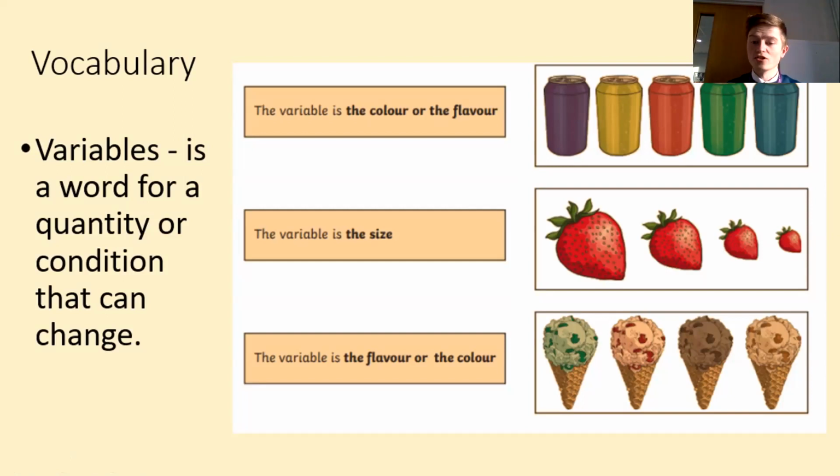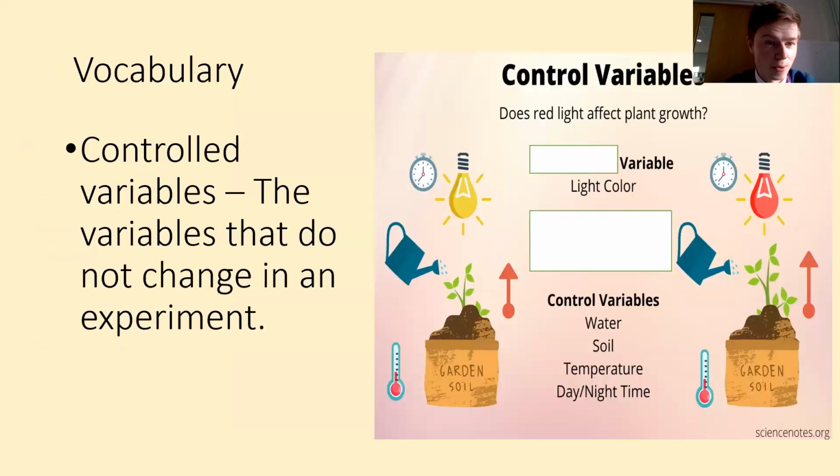Now, finally, as you can see with my ice cream, the variable, the thing that has changed, what is different in each different ice cream is the flavor or the color. Now, variable is a word for a quantity or condition that can change. Excellent. After repeating that, we'll move on to our next type of variable.